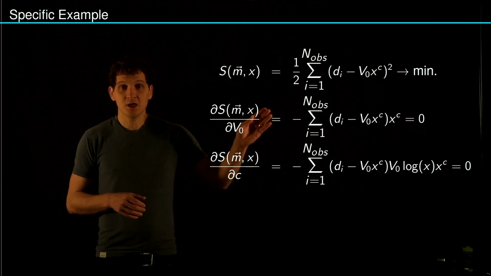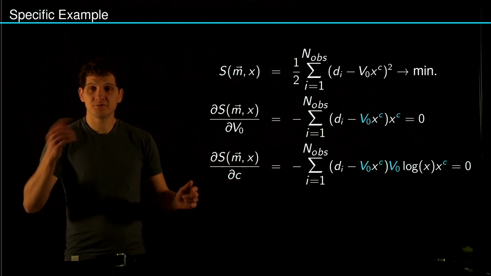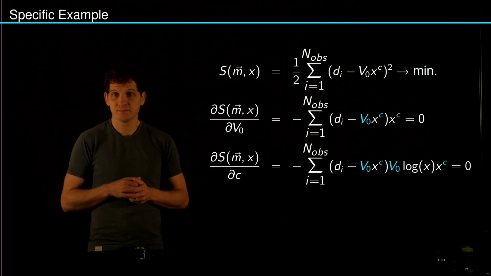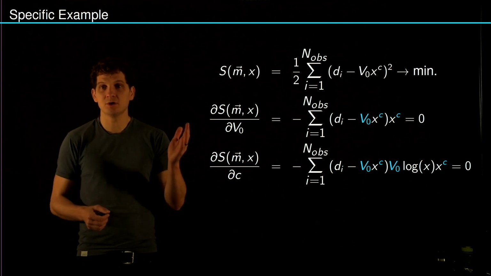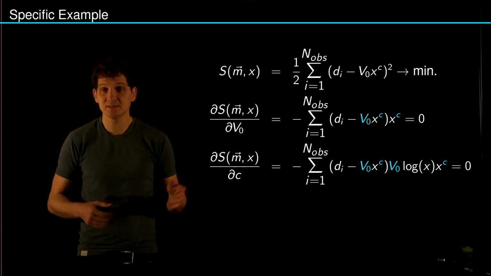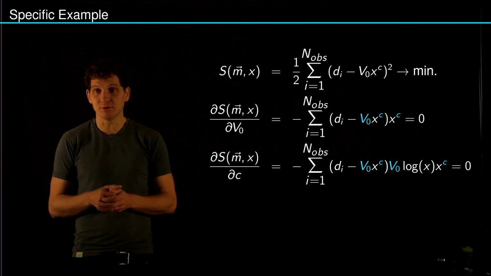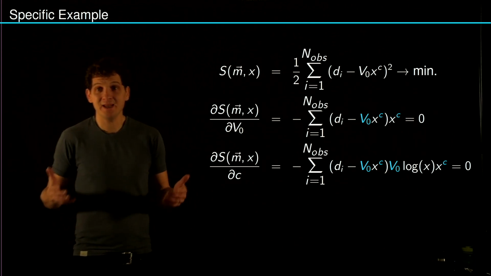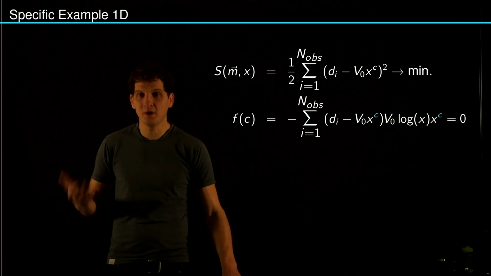Okay, so now we have 2 equations, and we need to find a combination of V0 and C which makes both of these equations 0. Because our forward model is nonlinear, there is no analytical solution to this, and we need to use numerical methods to find the zeros. In the following I will sketch out how this can work in principle, and we will focus on the one-dimensional case first.